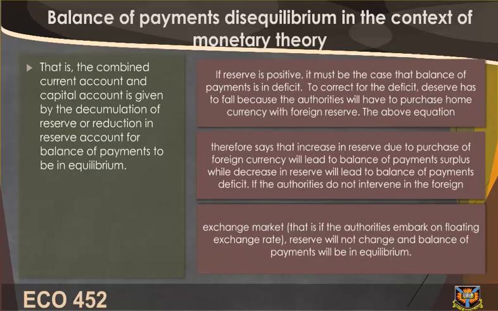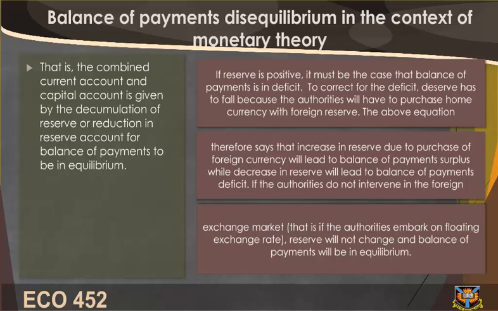That is, the combined current account and capital account is given by the decumulation of reserve, or reduction in reserve account, for balance of payment to be in equilibrium. If reserve is positive, it must be the case that balance of payment is in deficit. To correct for the deficit, reserve has to fall because the authorities will have to purchase home currency with foreign reserve. The above equation therefore says that increase in reserve due to purchase of foreign currency will lead to balance of payment surplus, while decrease in reserve will lead to balance of payments deficit.